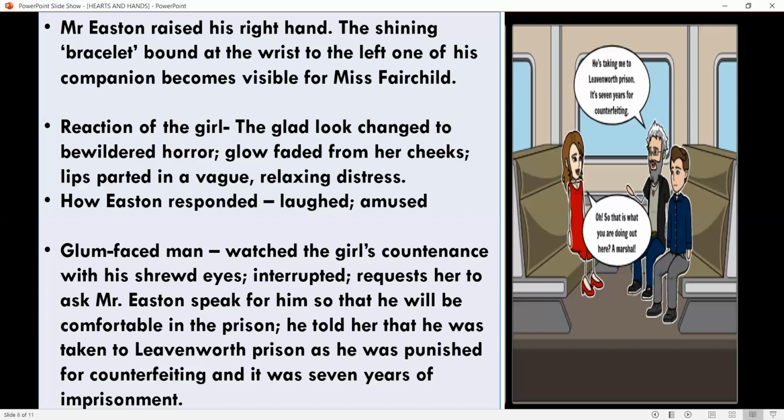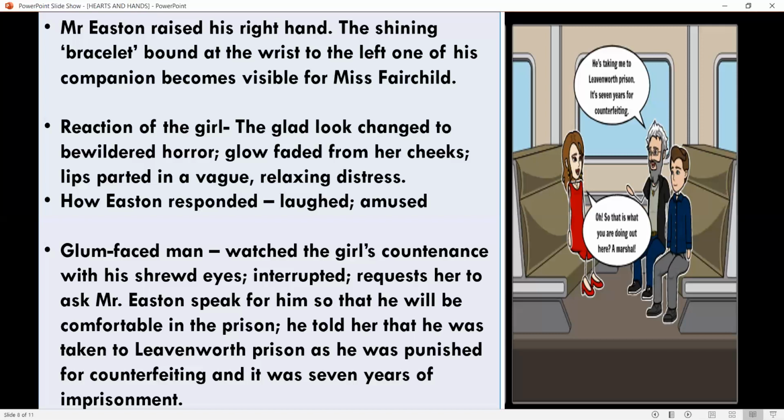He stopped him before Mr. Easton started the conversation. The glum-faced man, why did he start that? Okay, because the glum-faced man, the rough-looking man, his companion, was observing this fair child from the corner of his eyes. He was giving indirect looks, and he was very shrewd. We can understand that from these lines. He is a very shrewd person. So from his side glance, he was observing the young woman's change of appearance. And so he interrupted, and let's see, what does he say here?